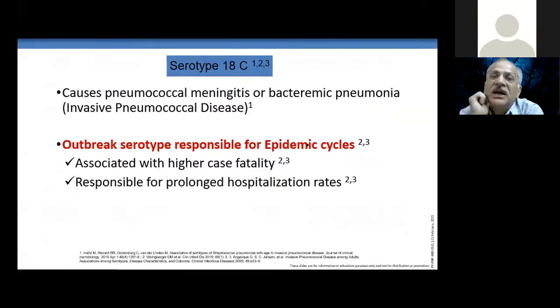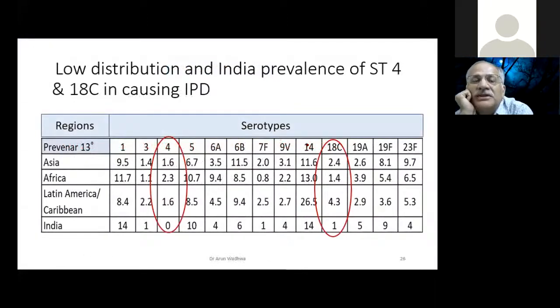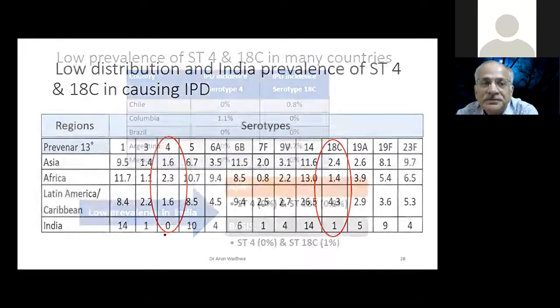So one should have these 4 and 18C in the vaccine, but the problem is that the distribution in India as of now is still low with 4 and 18C. Asia 1.6, Africa 2.3, India is only 0. So I'll show you more studies where 4 does not exist. 18C is also 1%. So 3 was 1, 18C was 1, and 4 is 0. That means only 2% of the total infections of IBD are caused by these 3 serotypes. So when you have 3 serotypes, the protection is only 2% better.